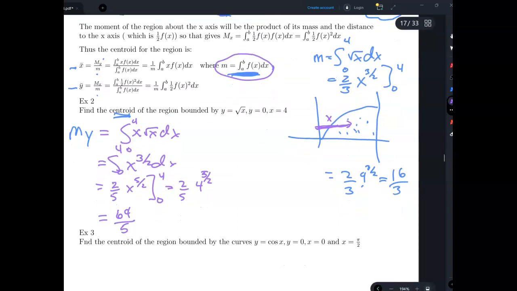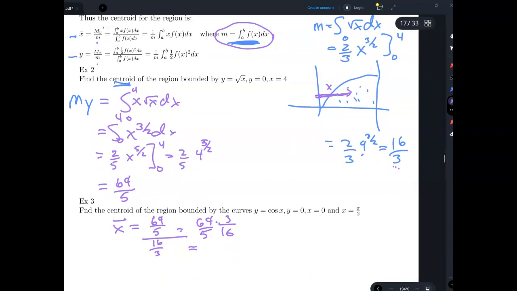So that means I can now find out what the x bar is. X bar is 64/5 divided by my m, 16/3. So 64/5 times 3 over 16, cancel 8. So I'd get 8 times 3 over 5 times 2. I guess I can cancel. Oh, I should have canceled the 16. Oh, well. So now I have it 12 over 5. So that's my x bar.